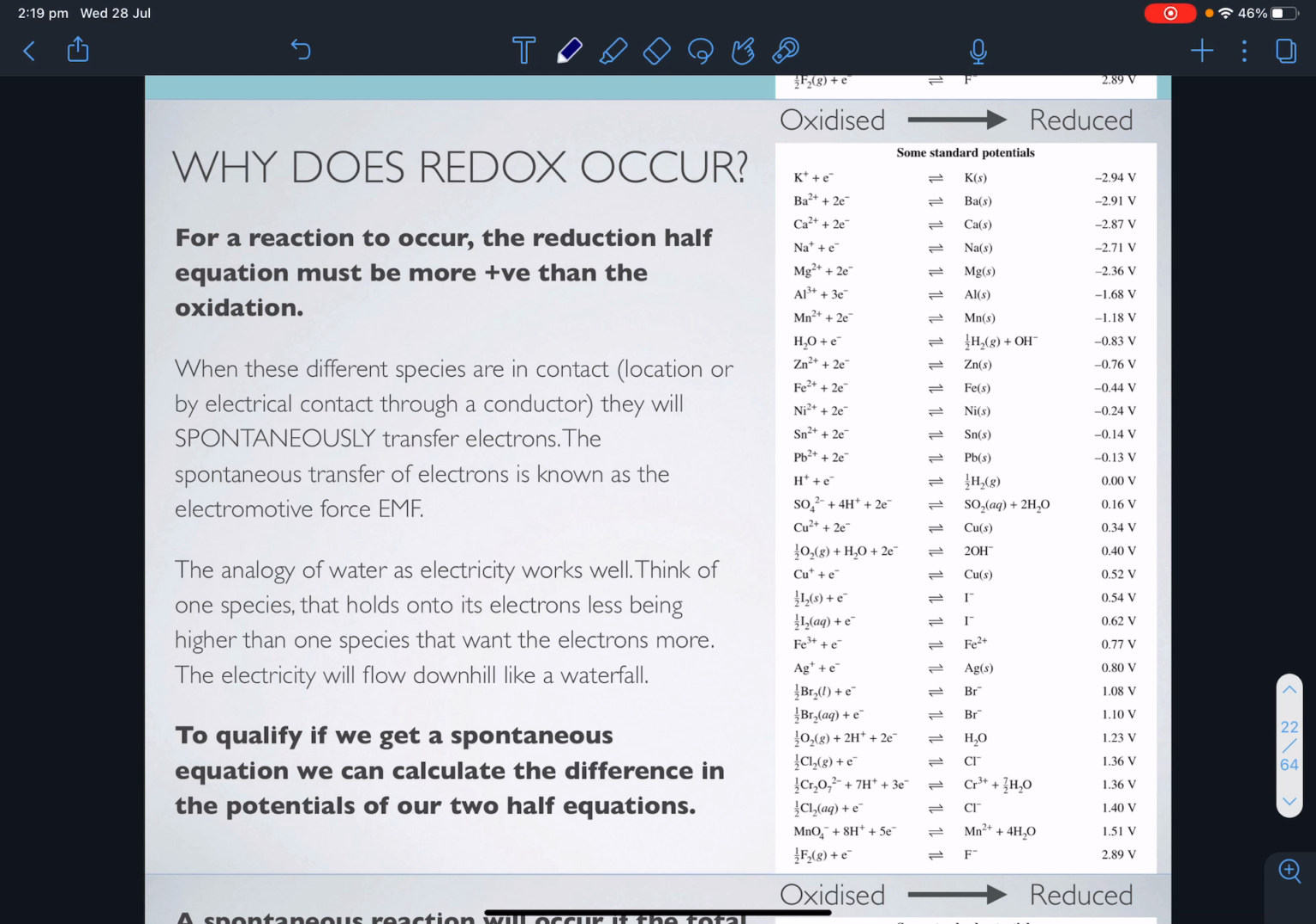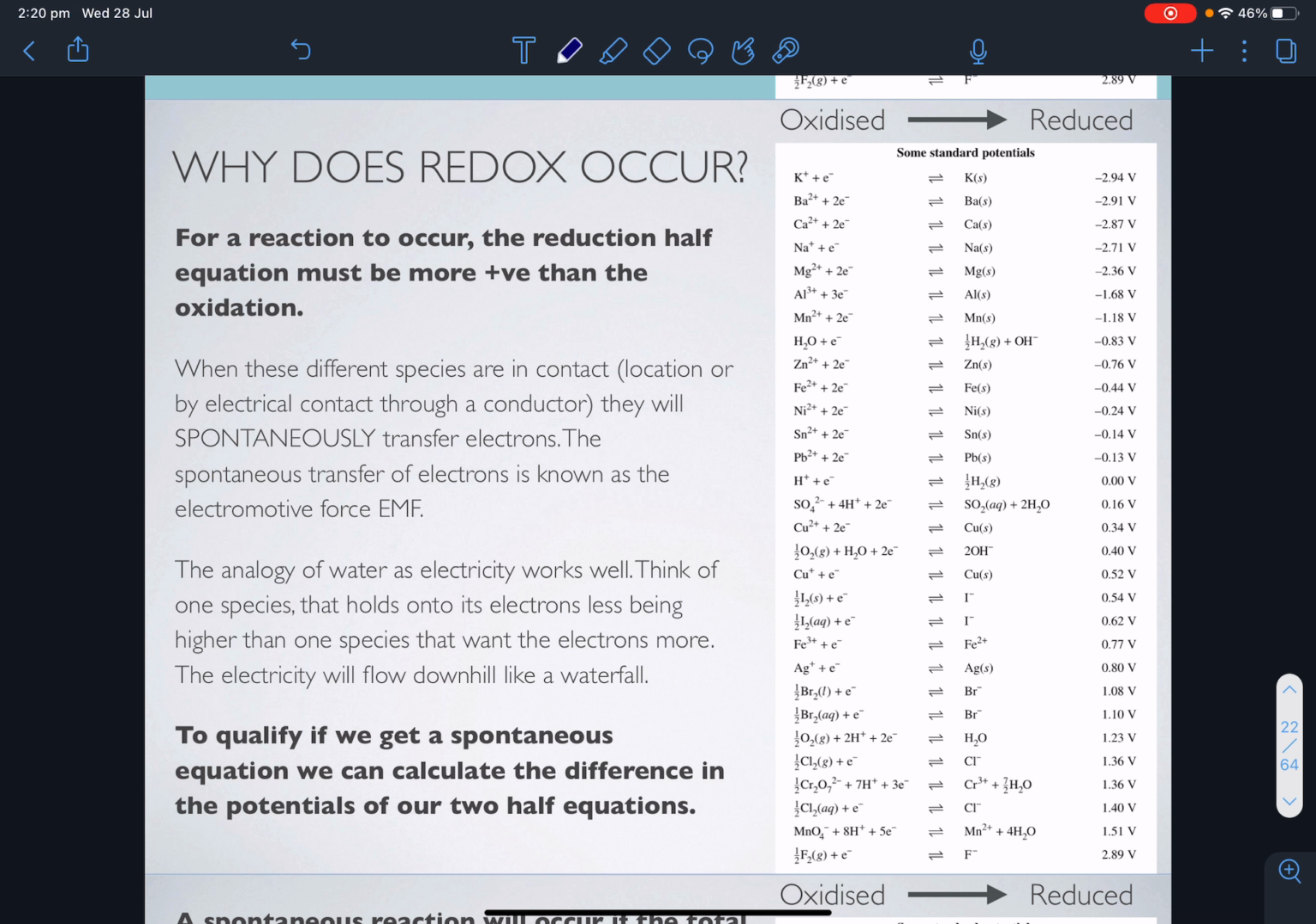Okay, year 11. This video, we're going to start to put these voltage half equation values together and talk about these reactions that happen, and maybe formally bring in the word spontaneous. I think I've used it before, but we haven't formally talked about it. So I've titled this one, Why Does Redox Occur?